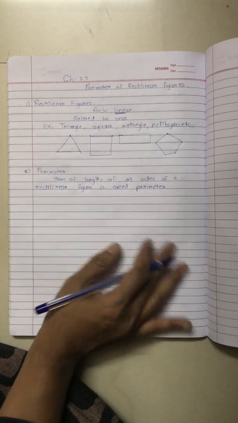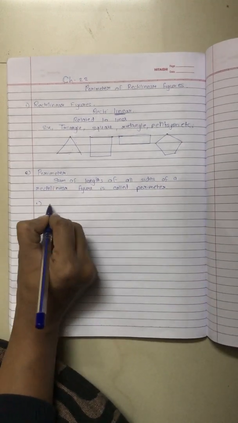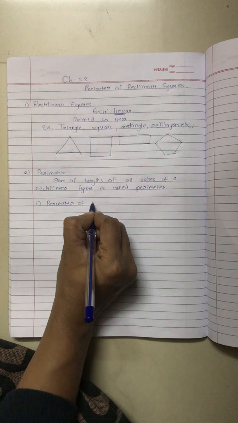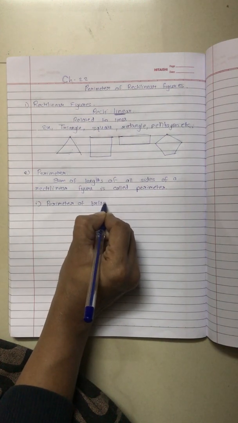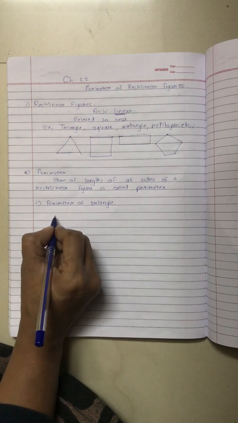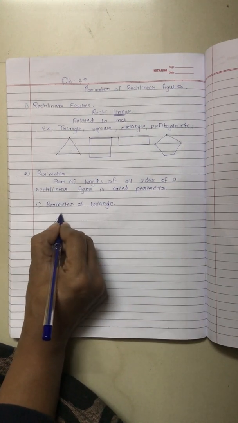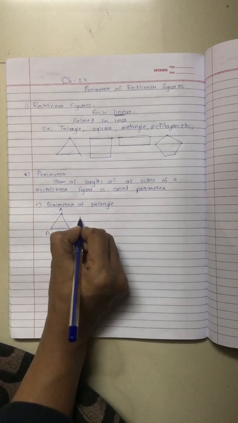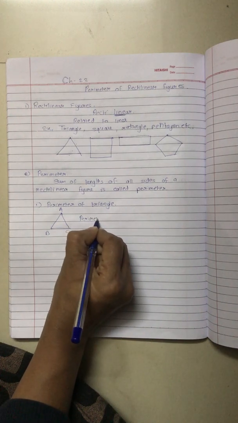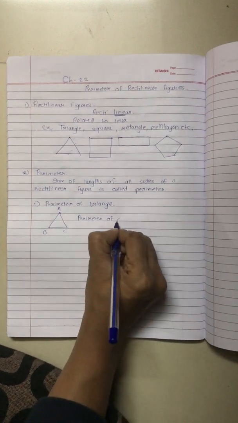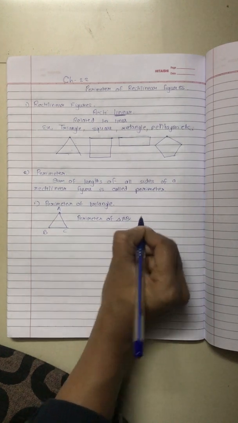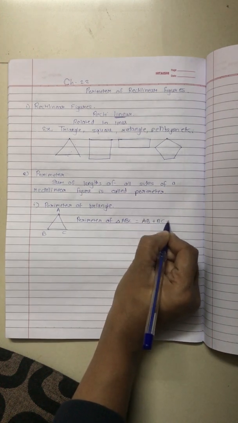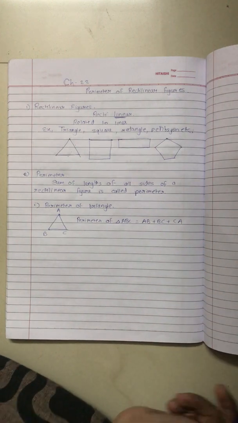So we will first see the perimeter of a triangle. Let us say we have a triangle ABC. So its perimeter, the perimeter of triangle ABC, is equal to the sum of all the sides, that will be AB plus BC plus CA.